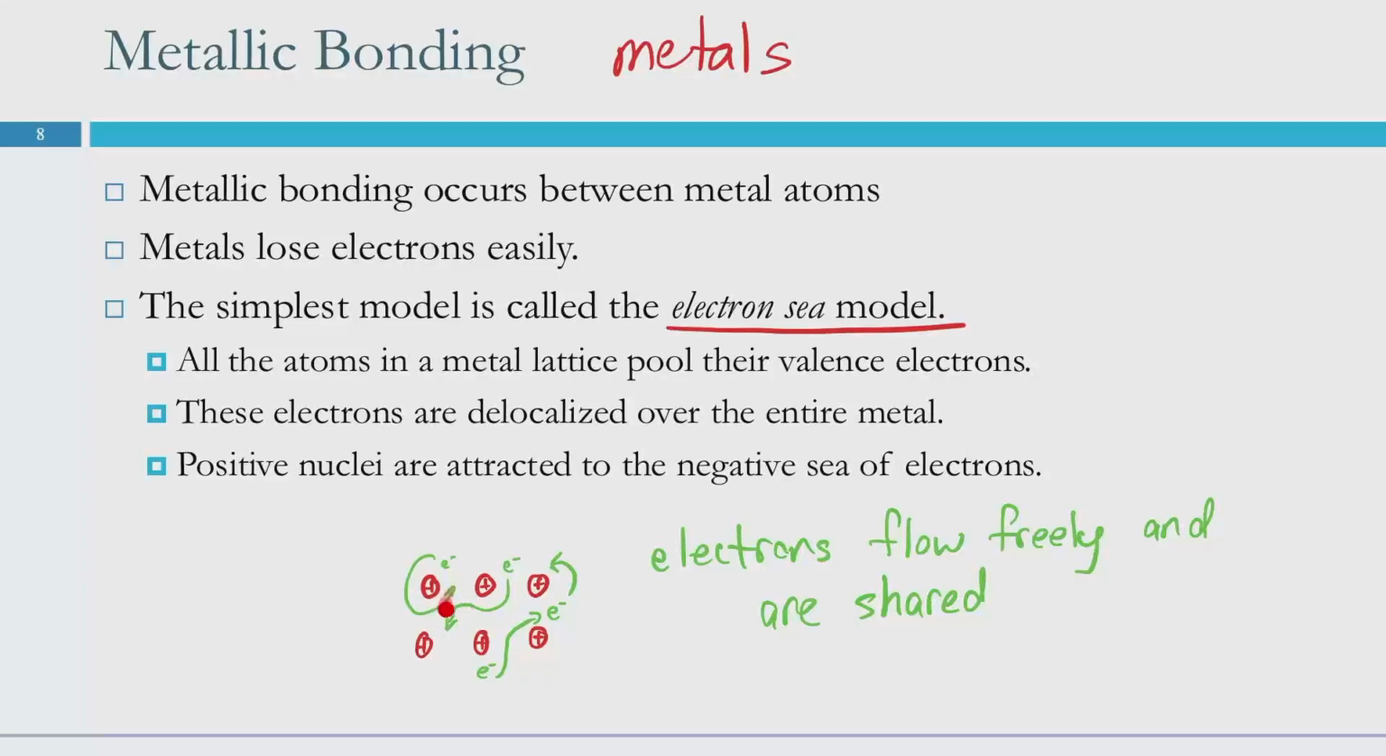The free-flowing nature of the electrons also explains why metals, like copper, are good for conducting electricity. If the electrons can flow freely, then you should be able to get electricity to flow through there pretty well.